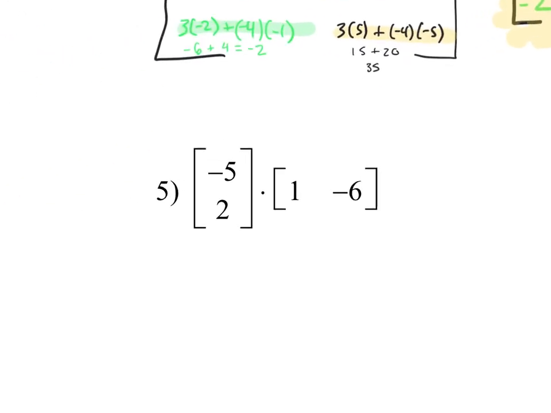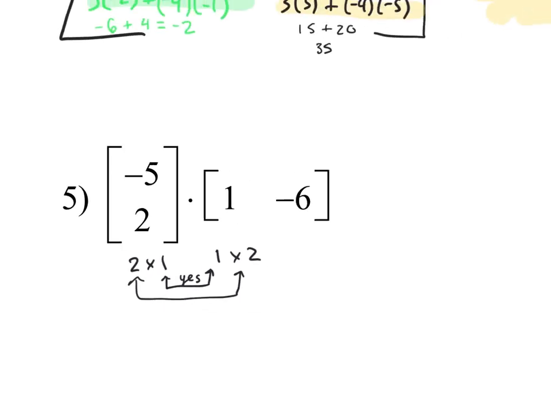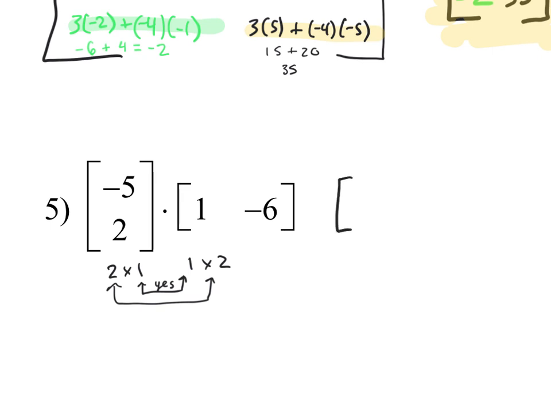Alright, let's look at number 5. What are the dimensions of our first one? A 2 by 1. We got 2 rows and 1 column. What about the second one? A 1 by 2. Can we multiply these together? Yes. And what's our result going to be? A 2 by 2. So we're going to have 2 rows and 2 columns in our answer. So it's going to look like this.